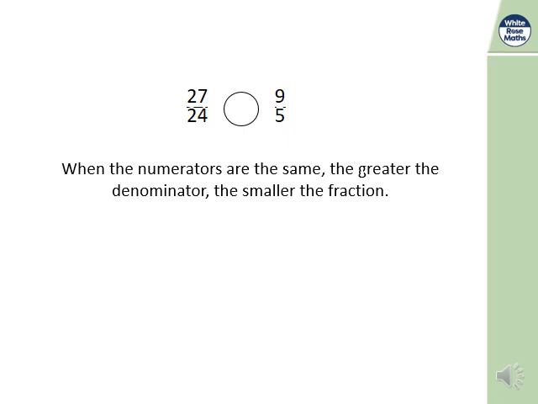What could we do for this one? Pause the video and have a go. How would you change one of those fractions? Can you see, are the denominators in the same times tables, or are the numerators in the same times table? And if so, what could you multiply to make them the same? Pause the video and have a go.